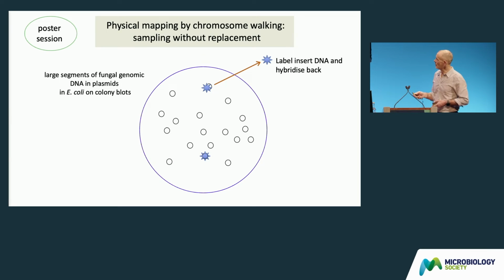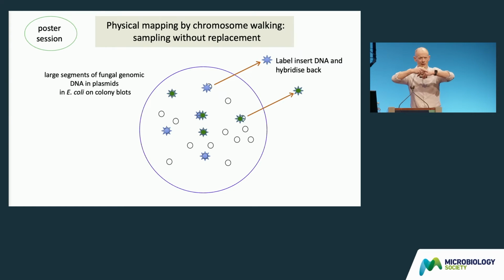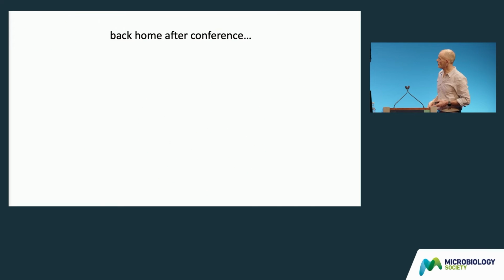But the key thing was that the next point in the exercise was to take DNA from a clone that hadn't hybridized. So you take it without sampling, without replacement. Label that one, hybridize back. You get new colonies, but you also get overlapping colonies, and that tells you that those two segments of DNA are overlapping. And then along this kind of process, you can build up a map of the chromosome.